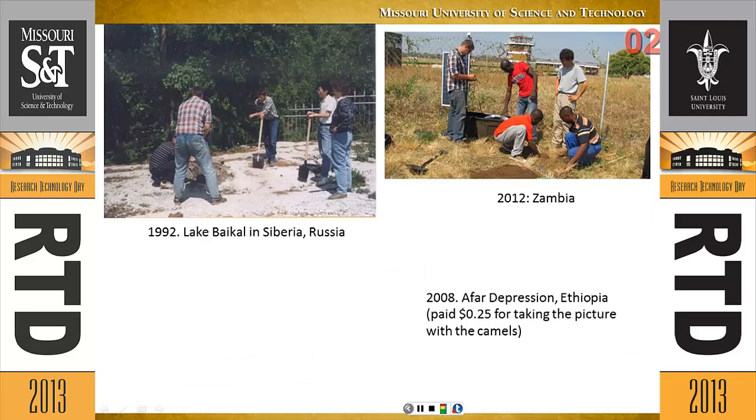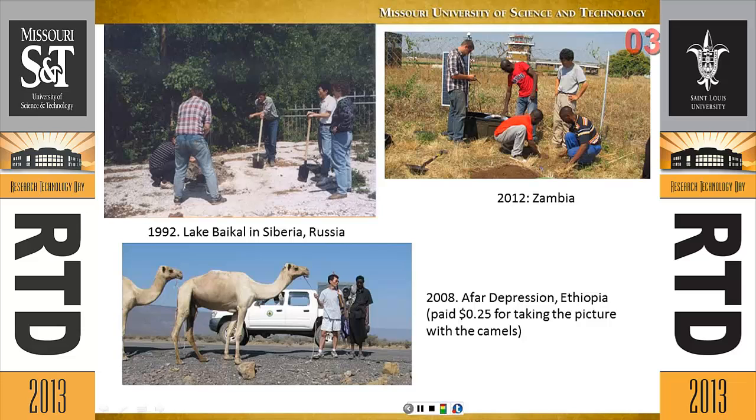Okay, so we do a lot of travel. I've been doing this since the early 1990s. So the Lake Baikal in Siberia, Russia. Actually, in 1991 I was there. At that time the country was called the Soviet Union, then the next year it became Russia. Right? Then this is Ethiopia, where I paid a quarter for taking pictures with this camel, actually.